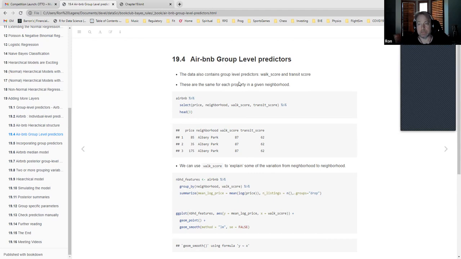So these are for the entire neighborhood, like Albany Park. The walk score is 87. It's not each individual residence that you could put on Airbnb in that community. Another way to say it is every one of those Airbnb rentals has exactly the same walk score in that neighborhood. It's a group level predictor.